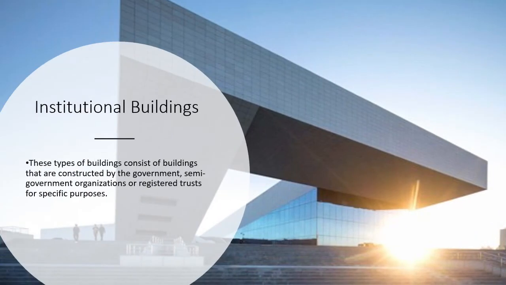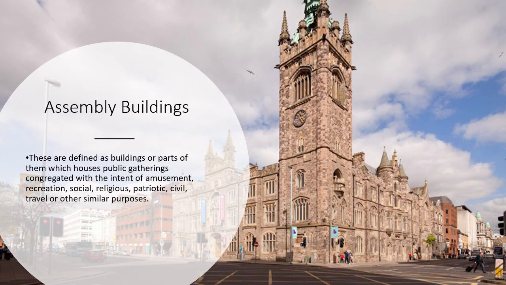Institutional buildings. These types of buildings consist of buildings that are constructed by the government, semi-government organizations, or registered trusts for specific purposes. Assembly buildings. These are defined as buildings or parts of them which house public gatherings congregated with the intent of amusement, recreation, social, religious, patriotic, civil, travel, or other similar purposes.